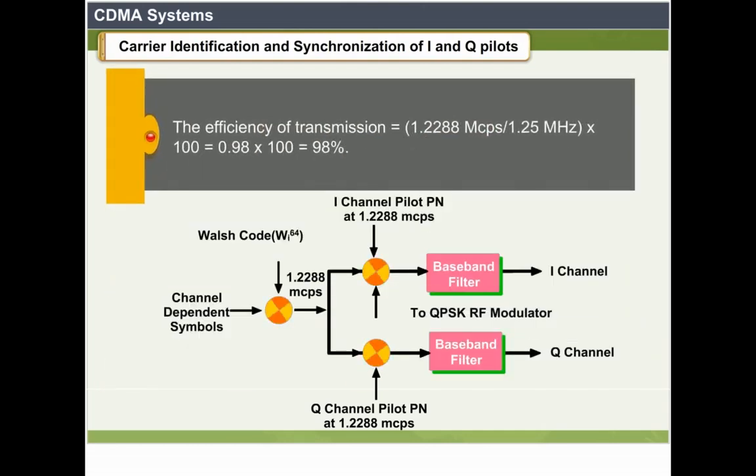The efficiency of transmission is equal to 1.2288 Mbps / 1.25 MHz × 100, which is equal to 0.98 × 100, which is equal to 98%.